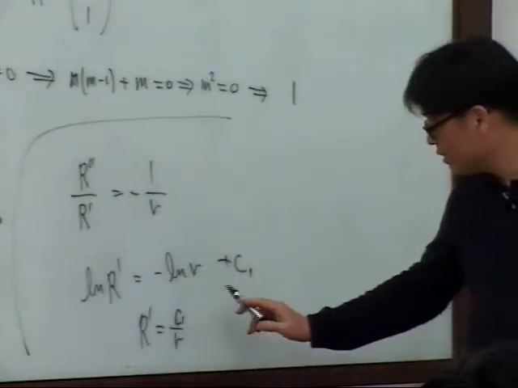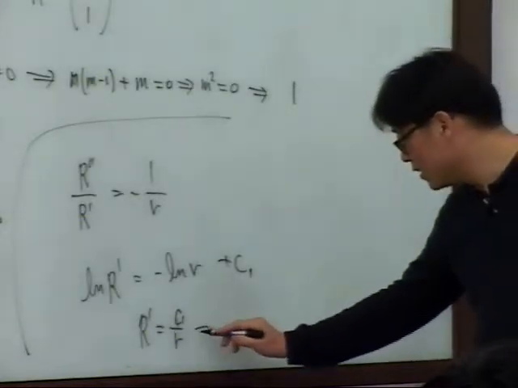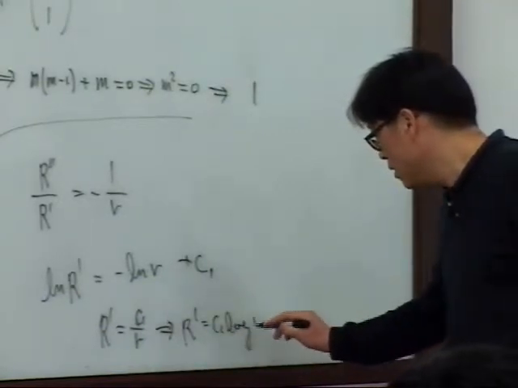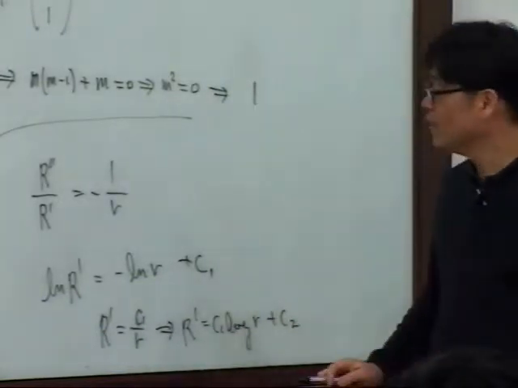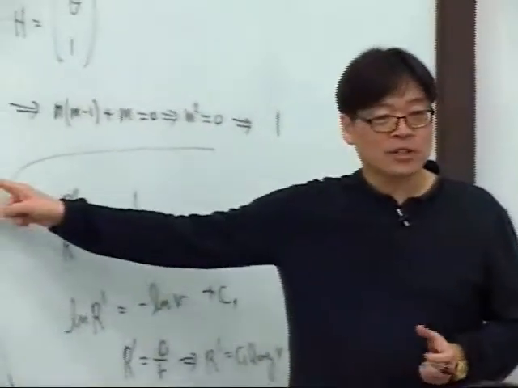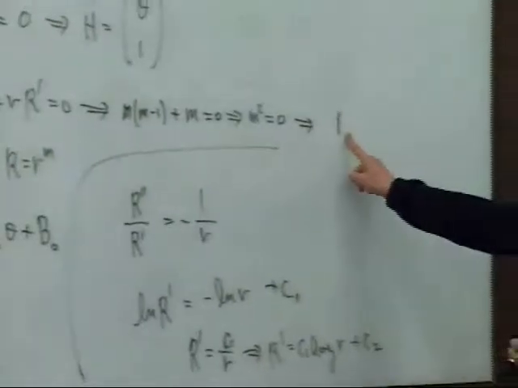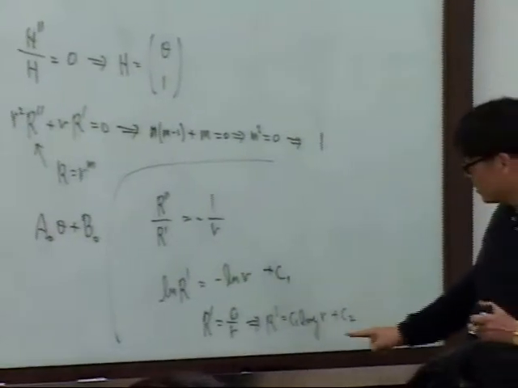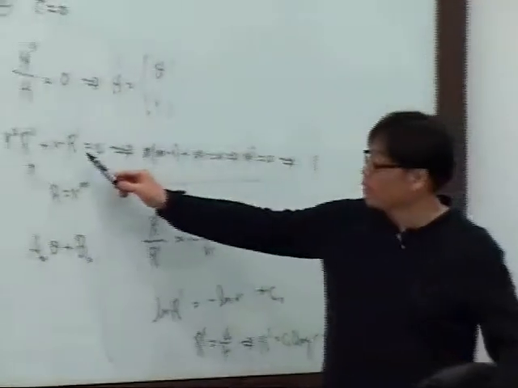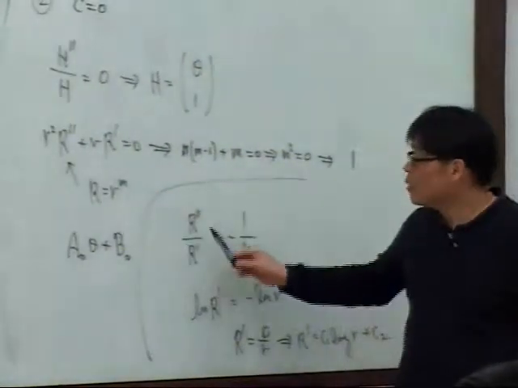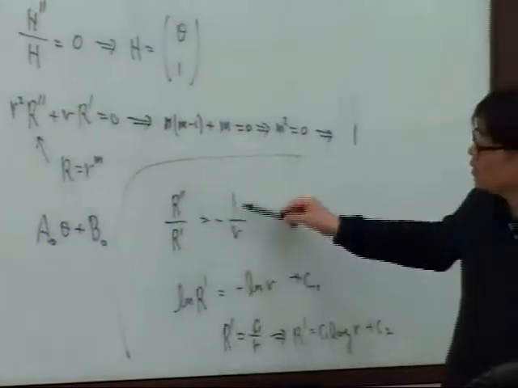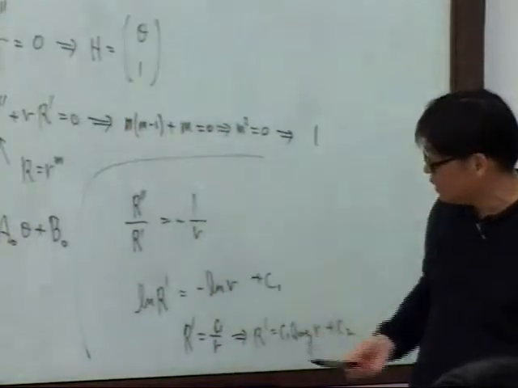And then I get R prime is C1 log R plus C2. Okay. So the method that I took here gives only one of the solutions. The other solution is log R. So to get that, what I need is divide both sides by R prime and R squared. Then I end up with this. So this is exactly the same as that.